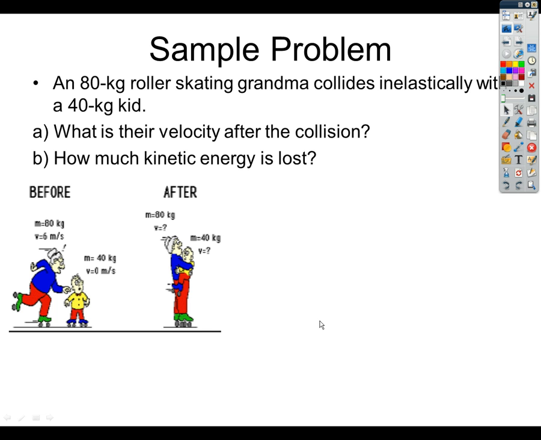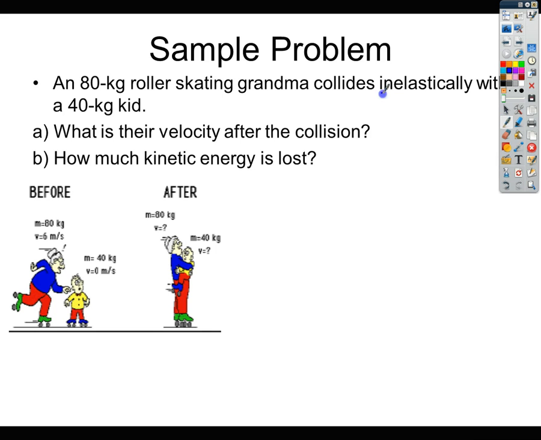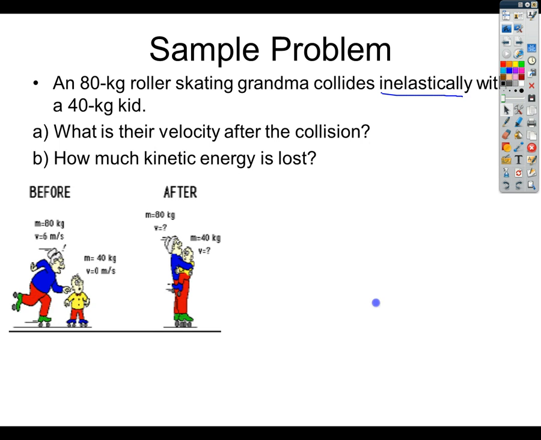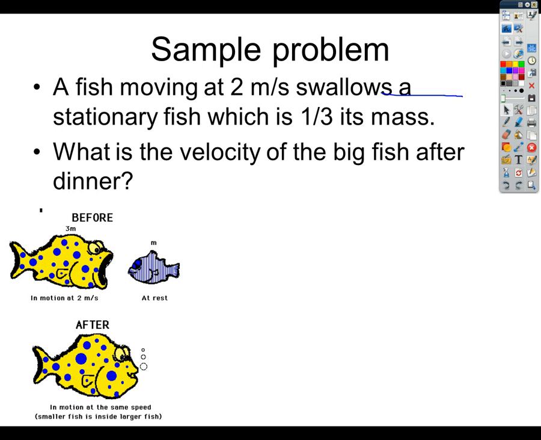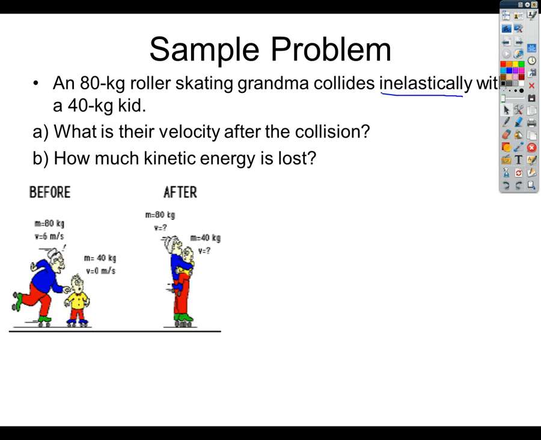Here's our first example problem. You have an 80-kilogram roller skating grandma. She collides inelastically with a 40-kilogram kid. They want to know what is their velocity right after the collision, and finally how much kinetic energy is lost in this. Those are the two things that they want to know about this problem. So let's go back to the problem again here. We've got Granny, who has a mass of 80 and a speed of 6. We have the child with a mass of 40 and a speed of 0.